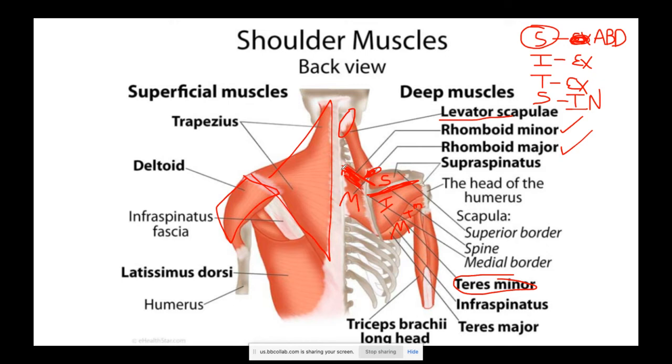Okay. So what will the rhomboids do? What would these muscles do here, the rhomboids? The rhomboids are going to move your scapula inwards, which is called adduction of the scapula. Okay, that's what they do. The supraspinatus, infraspinatus, teres minor, you can review their actions: abduction, external rotation, and internal rotation. That is SITS. Okay, let's go on.